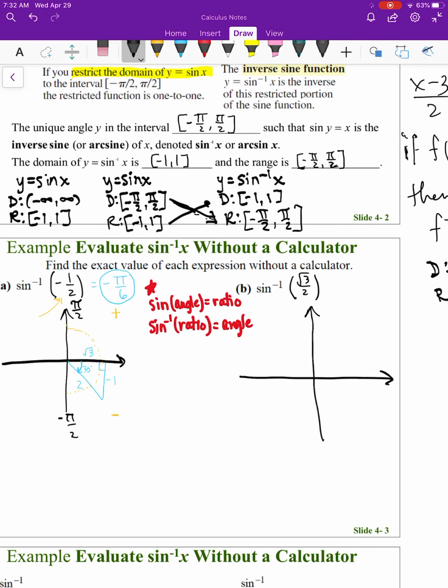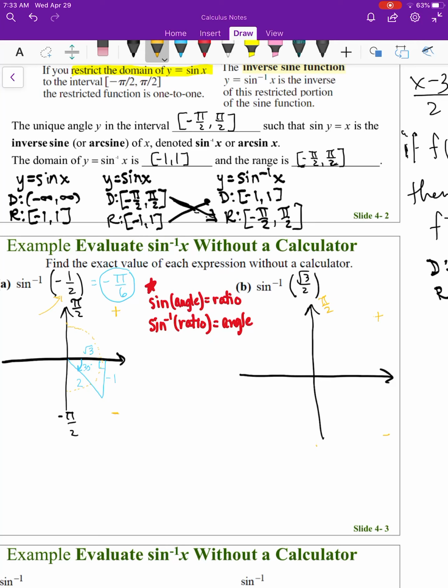The first thing you do, draw your XY axis. You know that you're either going to be in the first quadrant for positive ratio or the fourth quadrant for negative ratio. Okay, you're either going to be between 0 and pi/2 as an answer, or you're going to be between 0 and -pi/2. Okay, so basically you're either going to find your answer here in that region or here in that region.